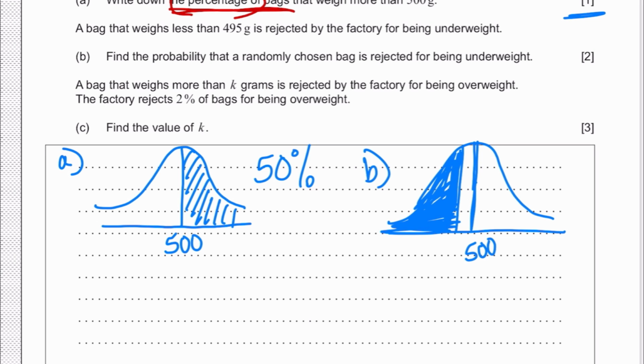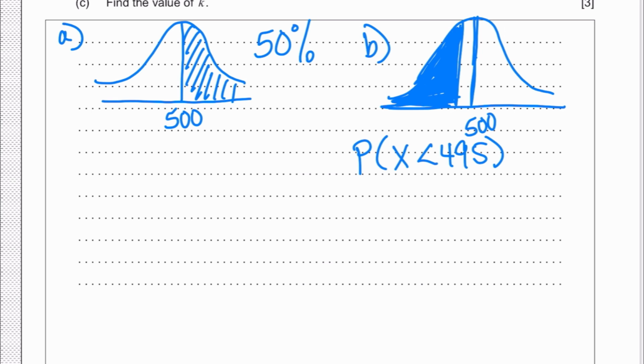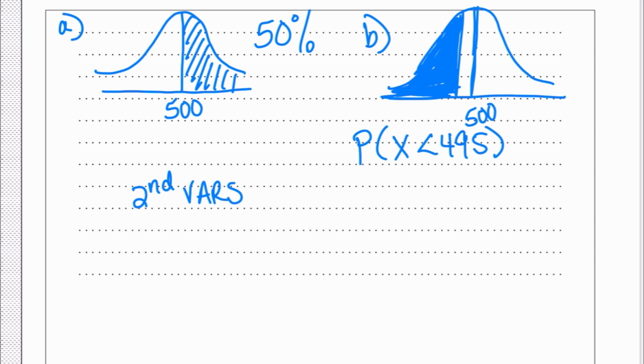So my job is going to be to figure out exactly how much am I shading. Okay, so what is the percentage that I'm shading? Notice that it's less than 50%, so I expect my answer to be less than 50%. So it says find the probability a randomly chosen bag is rejected. So the way it is rejected is if it weighs less than 495 grams. How do I do this on my calculator? You're going to go to your calculator. You're going to go to second vars, option 2, which is normal CDF. This is not something that you need to write on your exam.